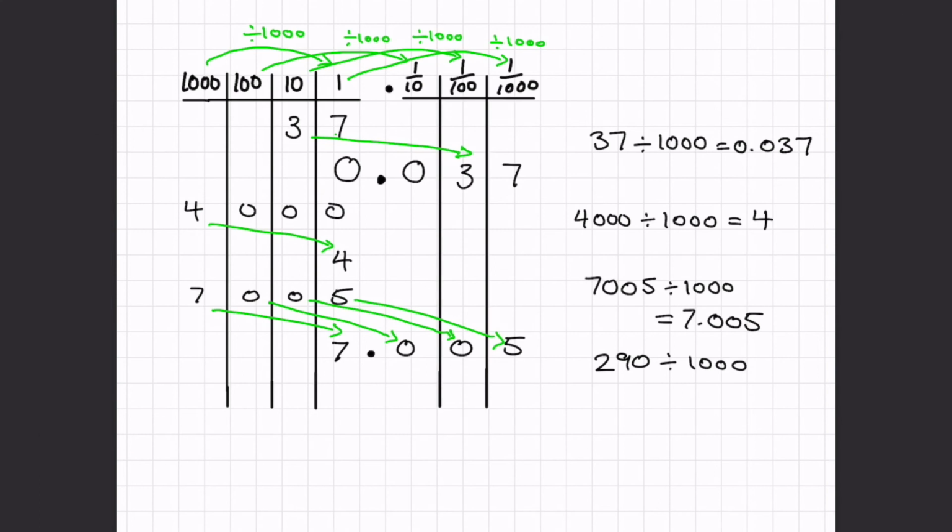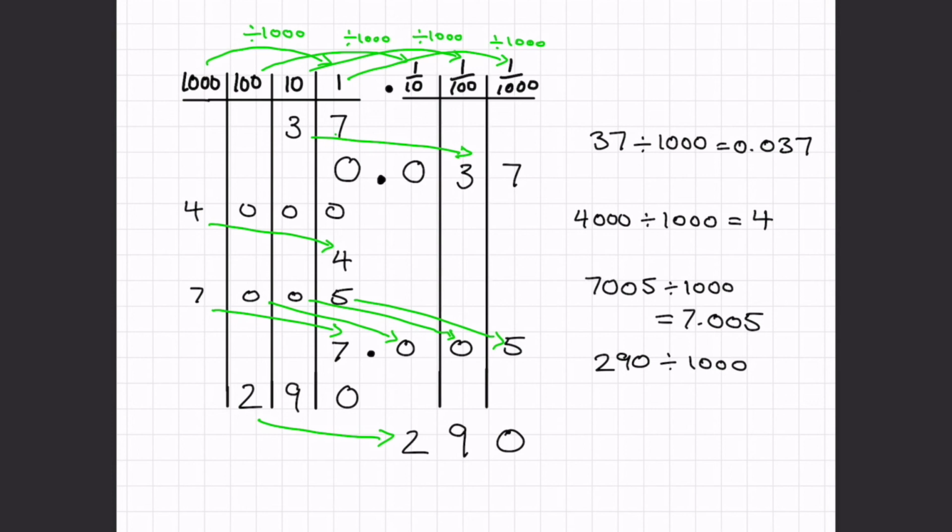290 divided by 1,000. So let's write the 290 in. And we're going to divide by 1,000. So let's deal with the digit 2. The digit 2 is going to move from the hundreds column 3 columns to the right, and it's going to take us into the tenths column. So the 2 is going to end up here. The 9 is going to follow on, and so does the nought. Now, I'll talk about the nought in a minute. Let's just deal first of all.